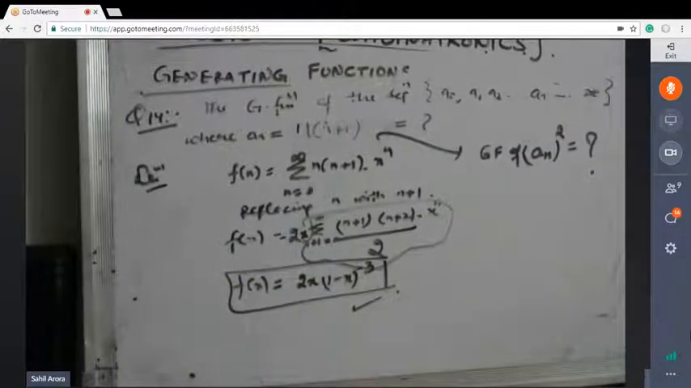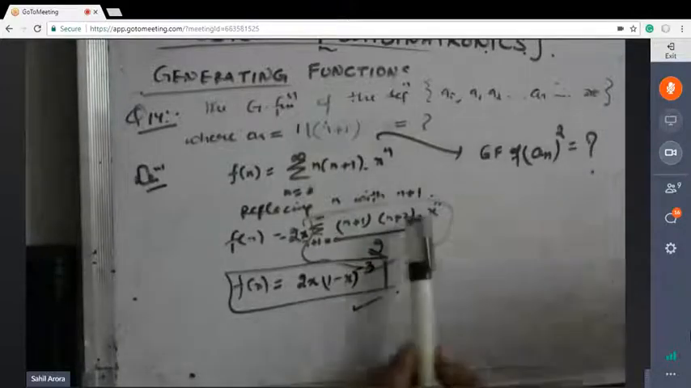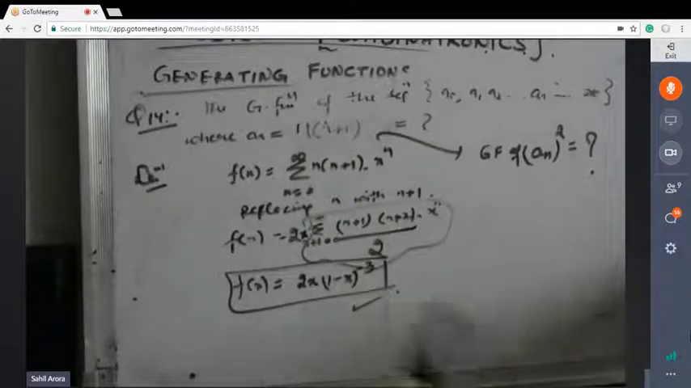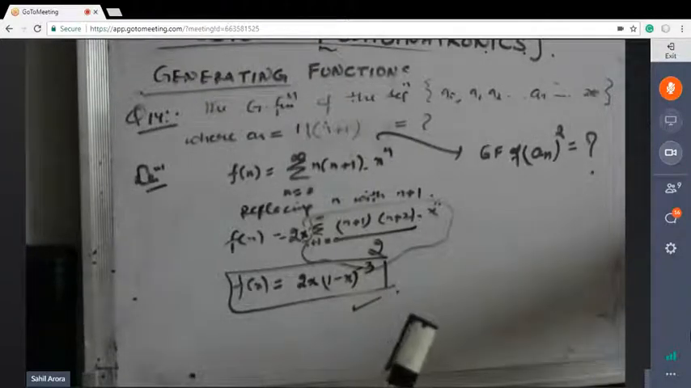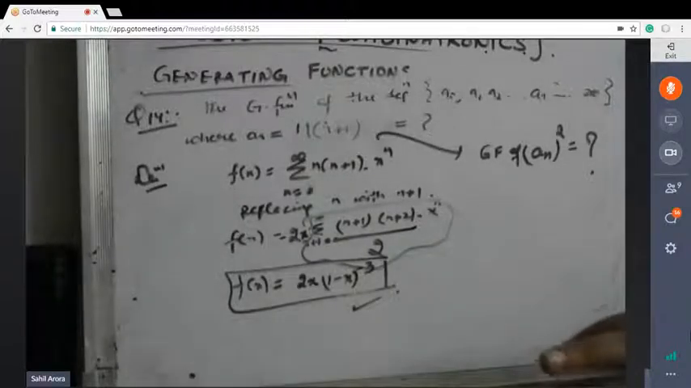Sir, every time we have to break this into this form? Yes, of course, we have to break it in this form only. It can be in any form, but it should be like the expansion of something. And how do we know that it will be an expansion of something? That will come from practice and from that expansion that I gave you.